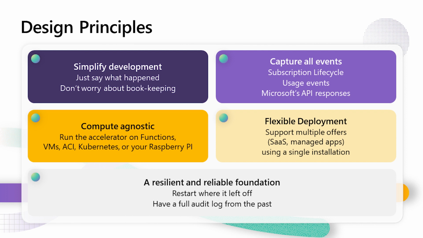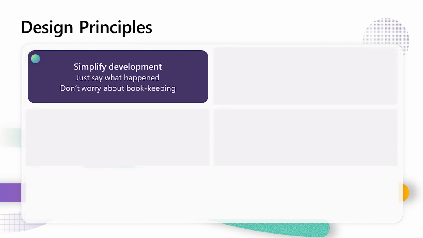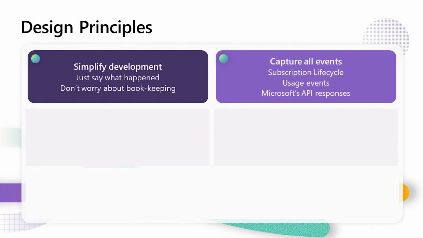We designed the Metered Billing Accelerator around a few key principles. First, the ISV solution should be able to send all usage that happens into the accelerator without worrying too much about bookkeeping details. Second, the system must capture all events, such as when new customers create a subscription, when they cancel, when usage happens, or also the responses from the Microsoft API's endpoint.